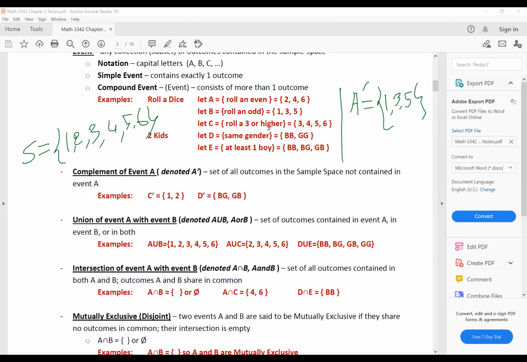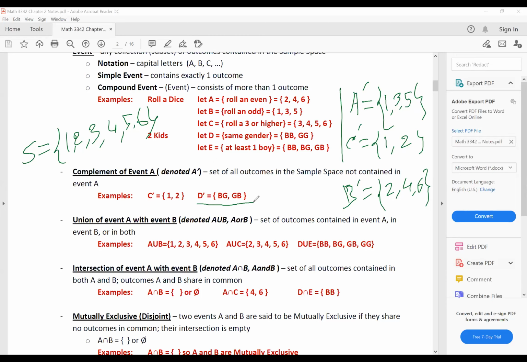So our set C has 3, 4, 5, 6. So the complement of C, C prime or C dash, will be just 1, 2. And similarly, B complement: B has 1, 3, 5, so 2, 4, 6 will be the complement of B. And this is also set A. So B complement and A are the same. And for the second experiment, the complement of D, D prime, will be this one.